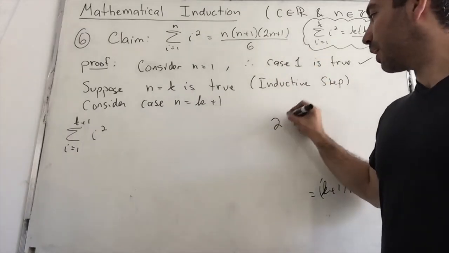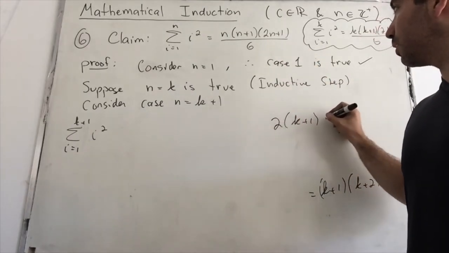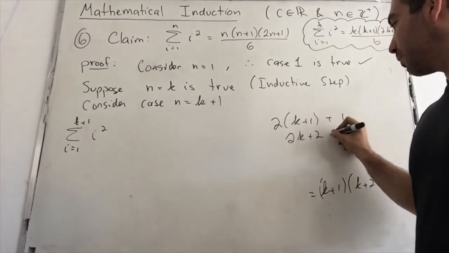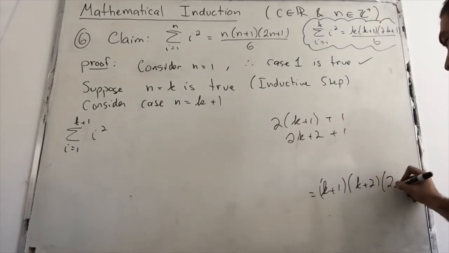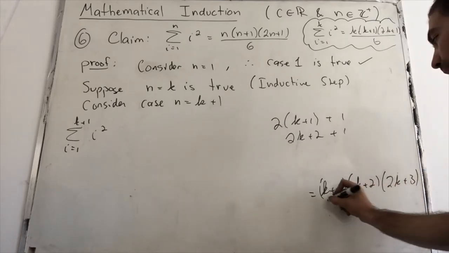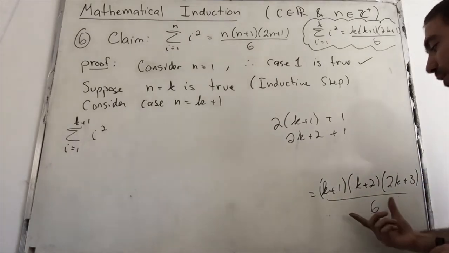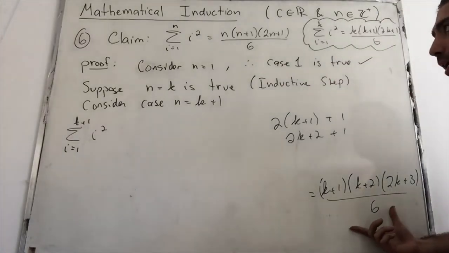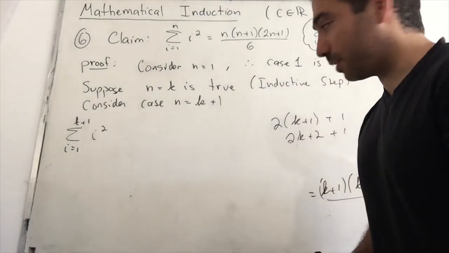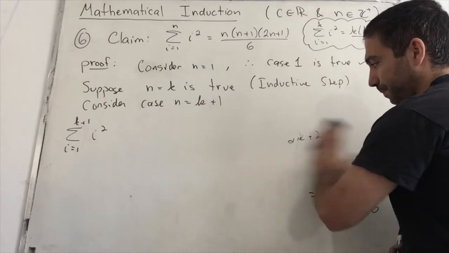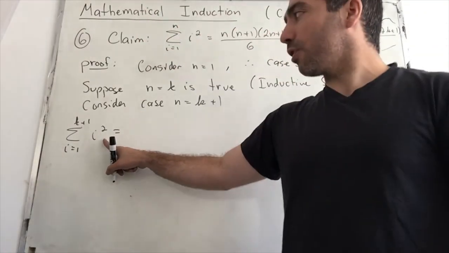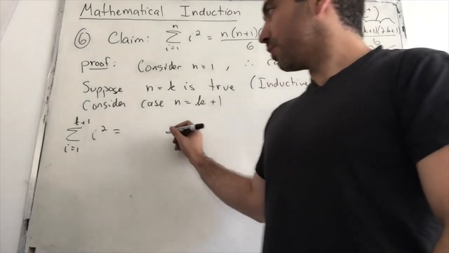Here we have 2 times n, so 2 times k plus 1 plus 1. So this is 2k plus 2 plus 1, so we expect to get 2k plus 3. All that divided by 6. If we could show that this thing here is equal to this, then we're done. Our proof is complete. So let's go ahead and try to do that. We use the same technique that we saw earlier, where we stop just one short. So we expand it out.